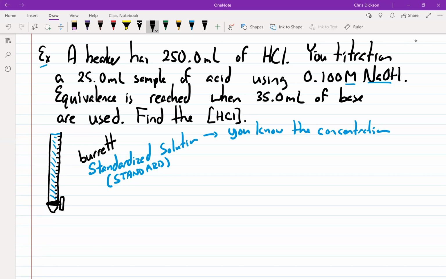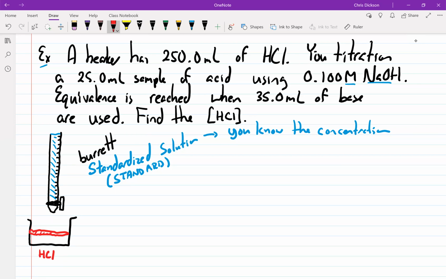So then what happens is this burette's full of the base, and now you have a beaker that's below it. And in that beaker is some acid. So this is the HCl then. Now, you'll notice that the question gives you two different volumes for the acid. It says you have 250 milliliters of the acid, HCl, and you titrate a 25 milliliter sample of the acid.